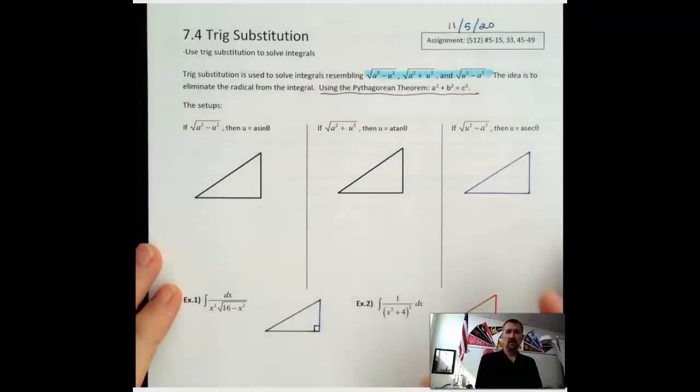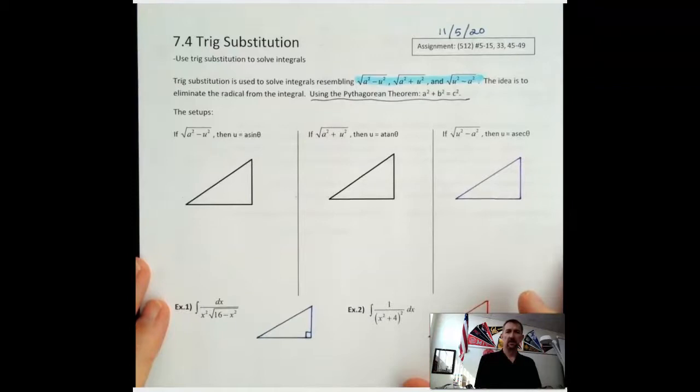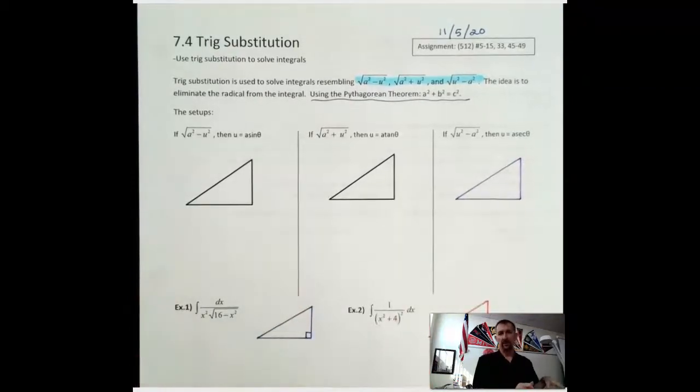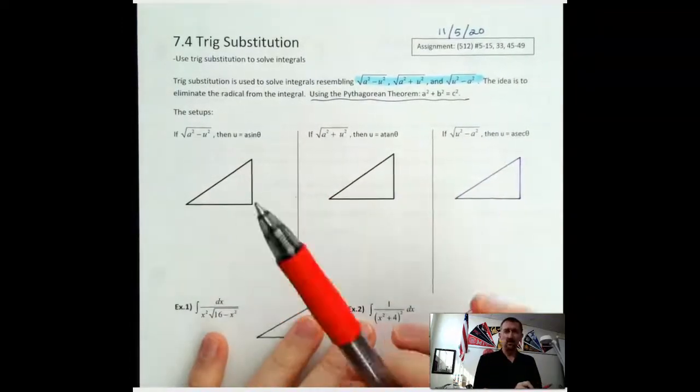Alright, so this is November 5th, 2020. We skipped 7.3, it was secant and powers of secant, and we don't need to do that, so we're skipping that. So now we're on to 7.4, which is on page 20 of the BC section. And again, we're looking at ways to deal with integrals.